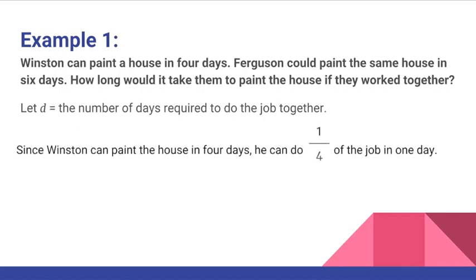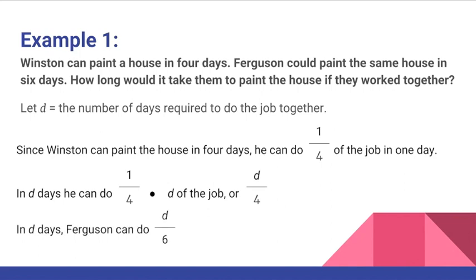Since Winston can paint the house in 4 days, he can do a quarter of the job in 1 day. If it takes him 4 days to do one whole thing, then if we take the reciprocal, we get that he can do a quarter in 1 day. So in D days, he can do 1/4 times D of the job, which is just D over 4 of the job. Similarly, we can set up a fraction for Ferguson, but instead of 4 in the denominator, we're going to have a 6. So he can do D sixths of the job in D days.